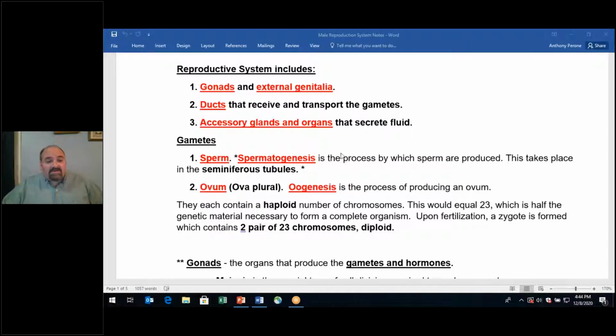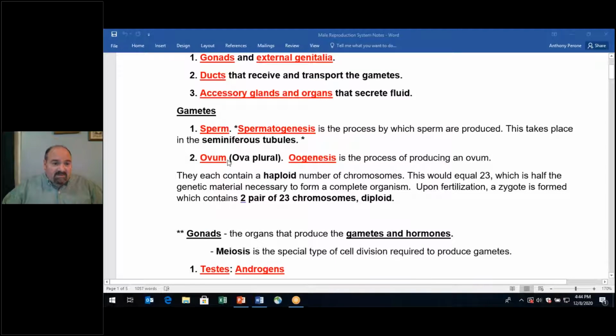When we look at the gametes, the sperm and the ovum, they have half the number of chromosomes. We would say that they are haploid, so they each contain 23 chromosomes. When they come together, this forms a complete pair of 23 chromosomes, or we would say diploid. The cells of the body, other than the gametes, contain 2 pairs of 23 chromosomes. That is produced by mitosis, or mitotic division, to form the cells of the body. The gametes are produced by meiosis and meiotic division.